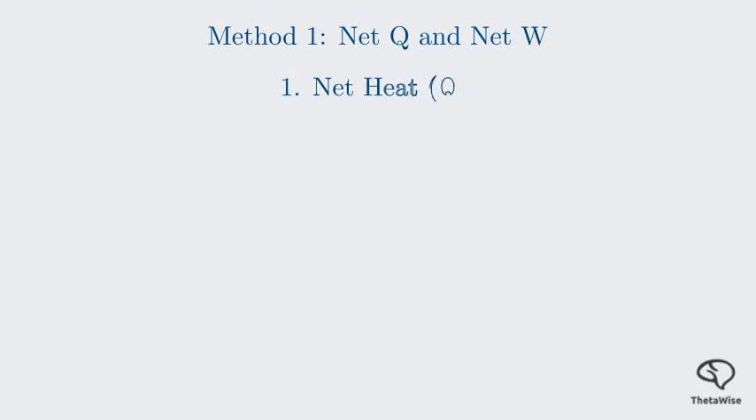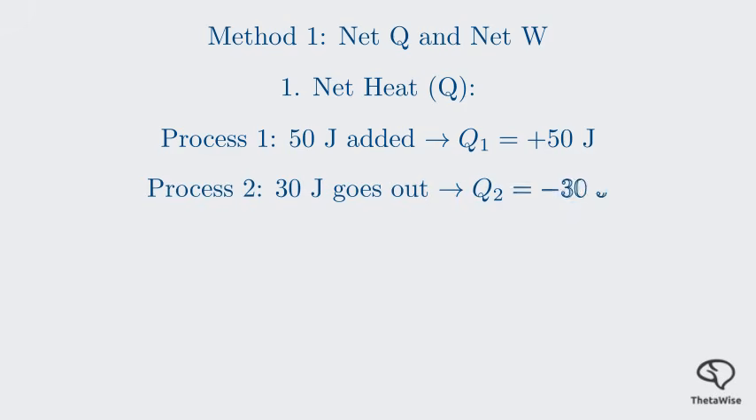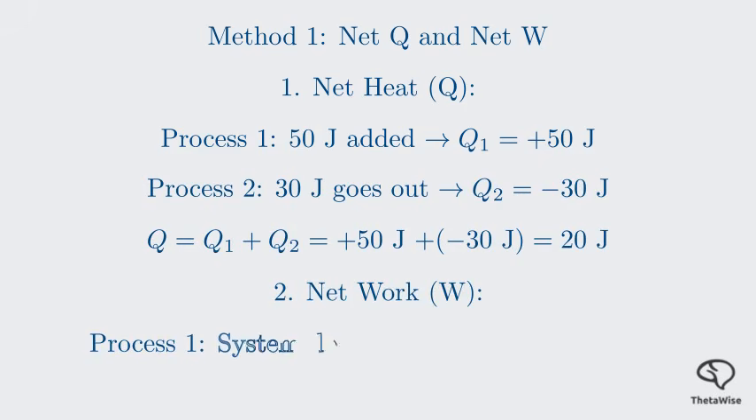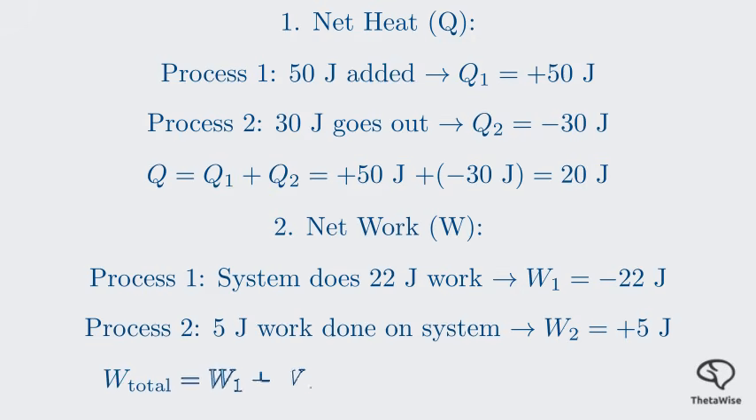First, the total heat. In the first step, 50 joules are added, so Q1 is plus 50. In the second step, 30 joules go out, so Q2 is minus 30. The net heat transfer, Q, is their sum, which is 20 joules. Now for the total work. In the first step, the system does 22 joules of work, so W1 is minus 22. In the second step, 5 joules of work are done on the system, so W2 is plus 5. The net work, W, is their sum, which is minus 17 joules. Now we have the net Q and W for the entire process.